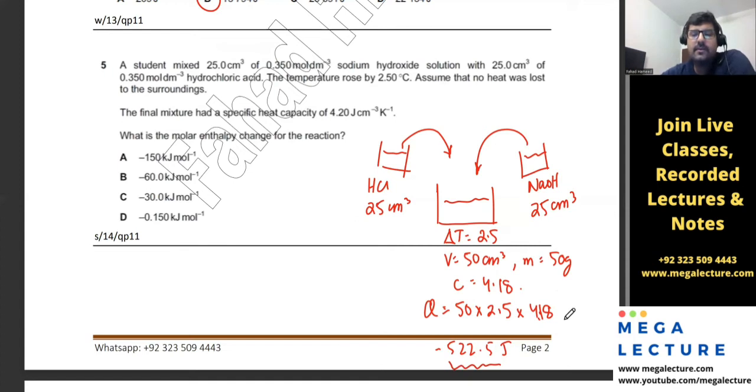Now, he's asking for the molar enthalpy change. Now, molar enthalpy change is for 1 mole. So you have to figure out how many moles this was for. How many moles of HCl or NaOH did you use? Moles is concentration times volume.